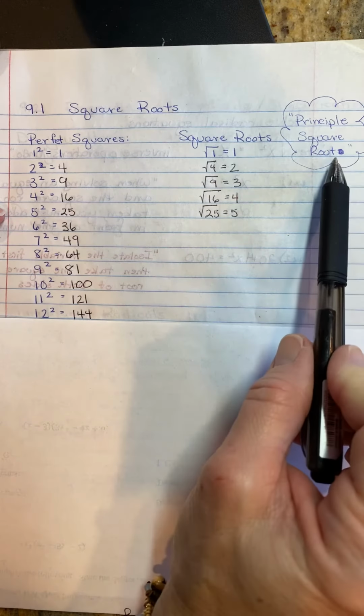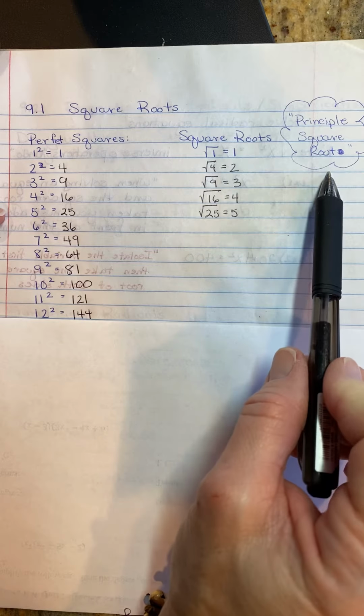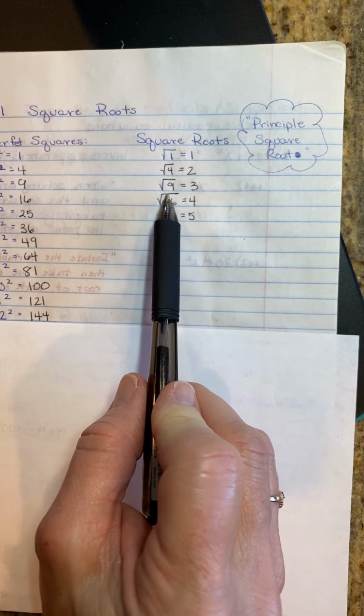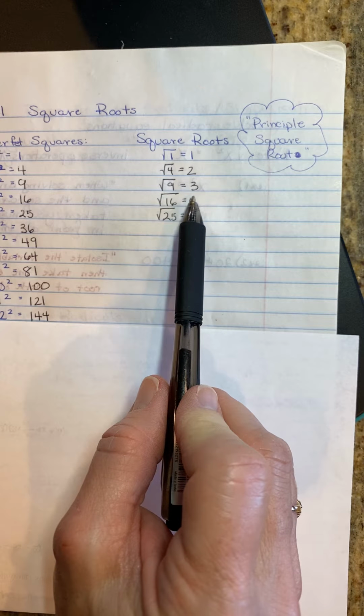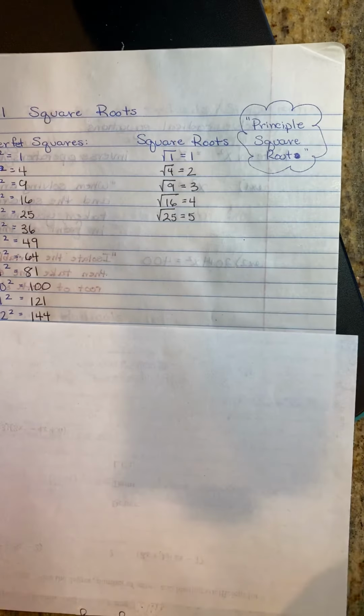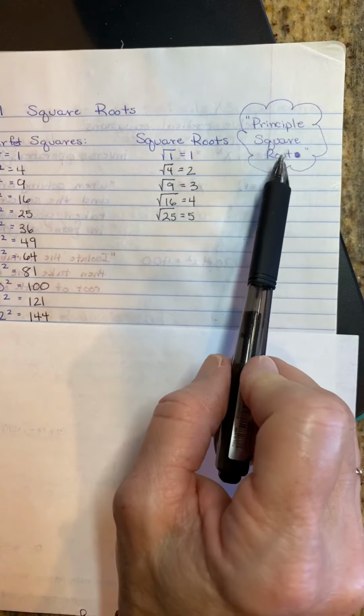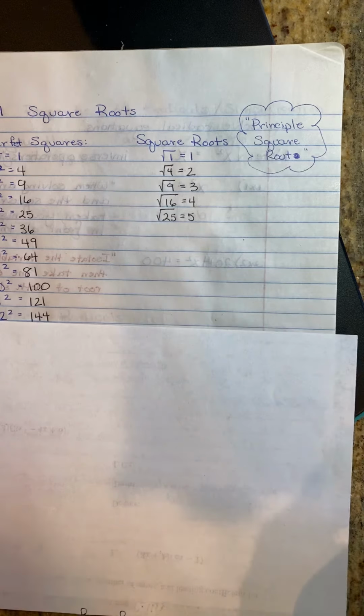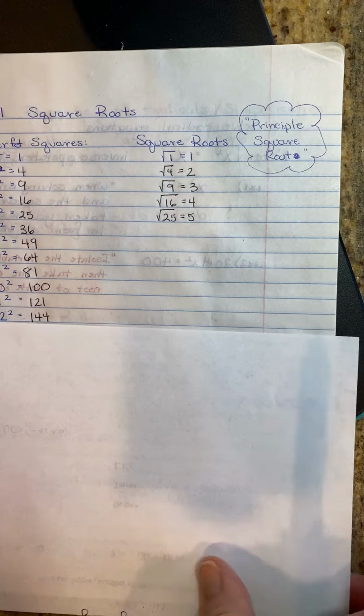So we have something called a principal square root. If I asked you what is the square root of 9, you would say 3. That's the principal square root. And this will come in just a minute when we do equations using square roots.